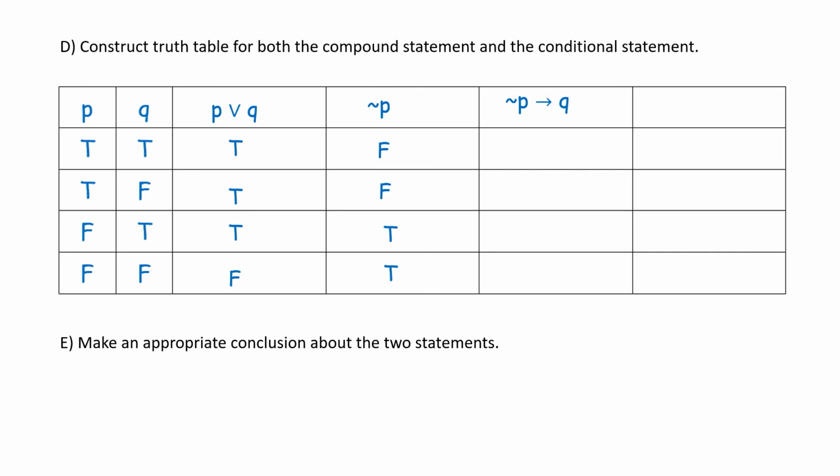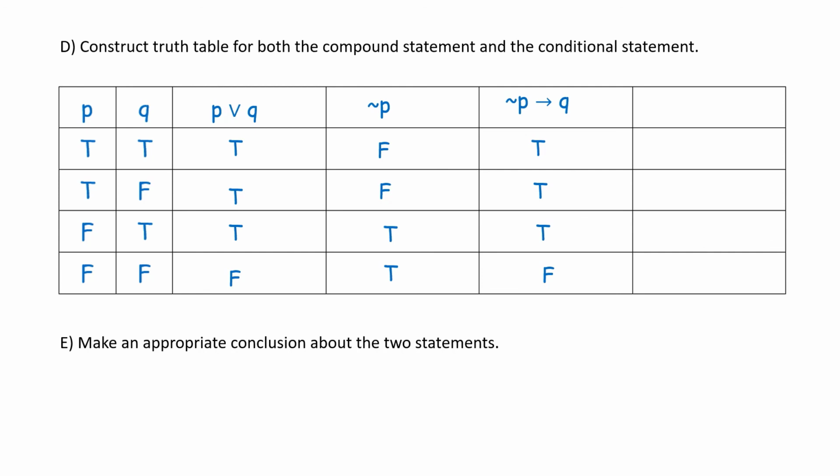Now let's construct the conditional statement, not P implies Q. False implies true. That's true. False implies false. That's also true. True implies true. That's also true. But true implies false. That is false. Part E says make an appropriate conclusion about the two statements. We observed that P or Q and the statement not P implies Q have final columns with matching truth values.